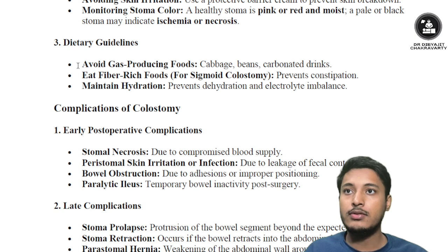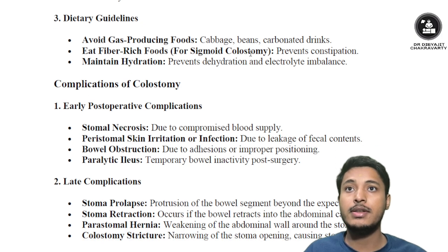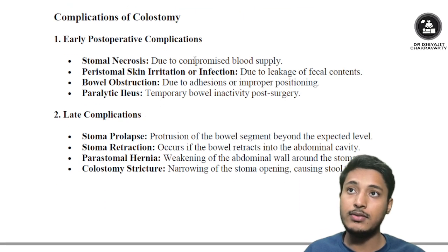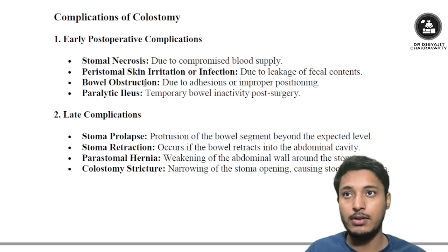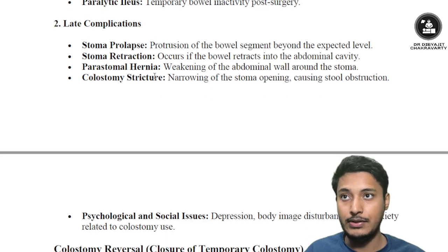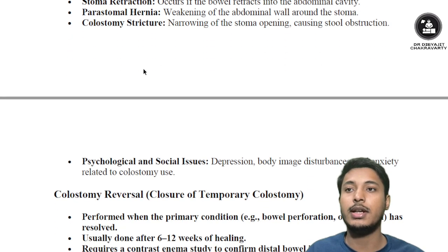Dietary guidelines include avoiding gas-producing foods like cabbage, beans, carbonated drinks, etc. Eat fiber-rich food, particularly for sigmoid colostomies. Maintain hydration. What are the complications of colostomy? These are similar to ileostomy, like stomal necrosis, peristomal skin irritation or infection, bowel obstruction, paralytic ileus, etc. Late complications being the stomal prolapse, stomal retraction, peristomal hernia, colostomy stricture, etc.